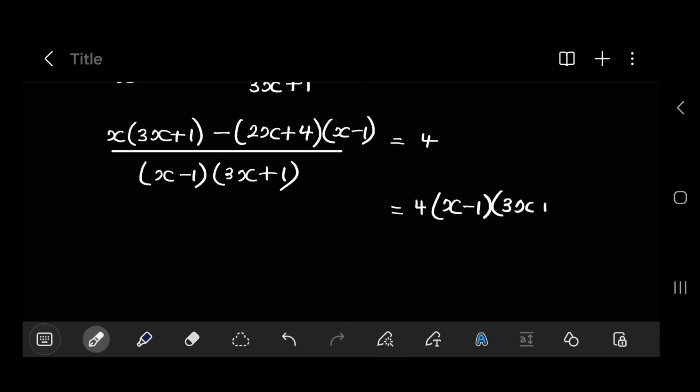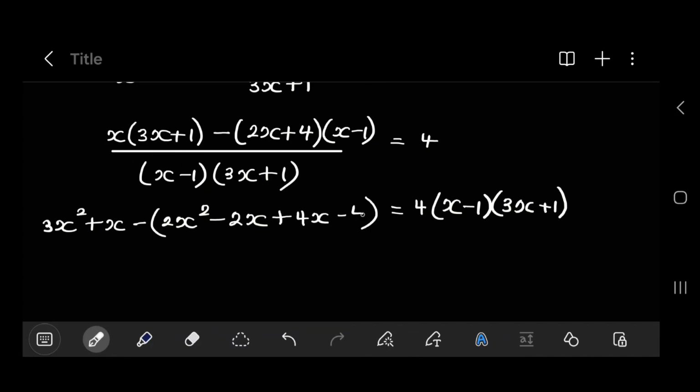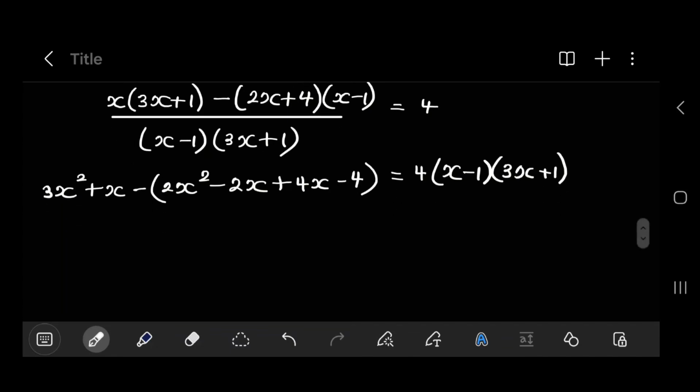And on the left, we are going to simplify the numerator. So we're taking the x and multiplying in. x times 3x will give us 3x squared. x times 1 would be positive x. Now, let's multiply these brackets first. 2x times x will be 2x squared. 2x times negative 1 is minus 2x. Positive 4 times x is positive 4x. And positive 4 times negative 1 is negative 4.